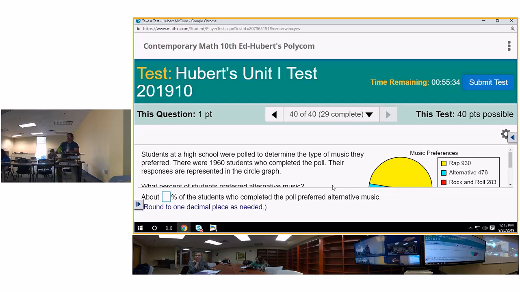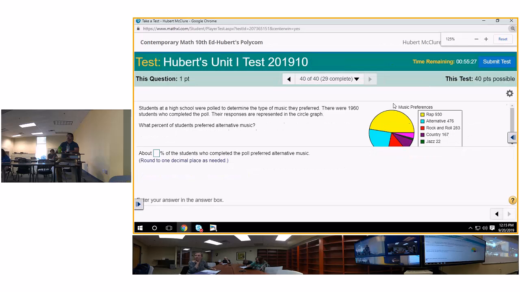Okay, this is how you read a... Hold on a second. Students at high school, blah blah. There were 1,960 students. What percent alternative? So put 476 divided by 1960, because that's the total. Always when you're going for the percentage, you always put the biggest number on the bottom, and that's it.